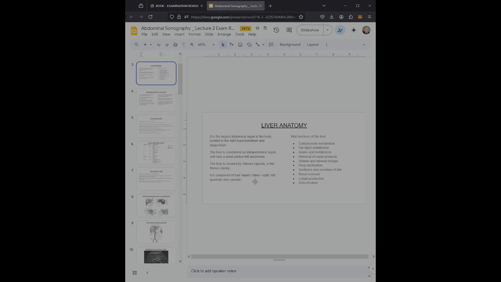And these lobules contain hepatocytes, biliary epithelial cells, and Kupffer cells. Each of these lobules is surrounded by a portal triad. The portal triad is composed of a branch of the portal vein, the bile duct, and the hepatic artery. Now we are going to talk about the segmentation of the liver later on in this presentation.